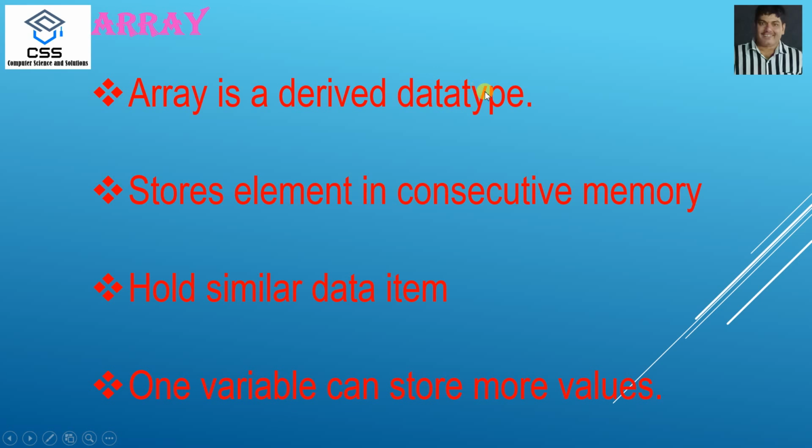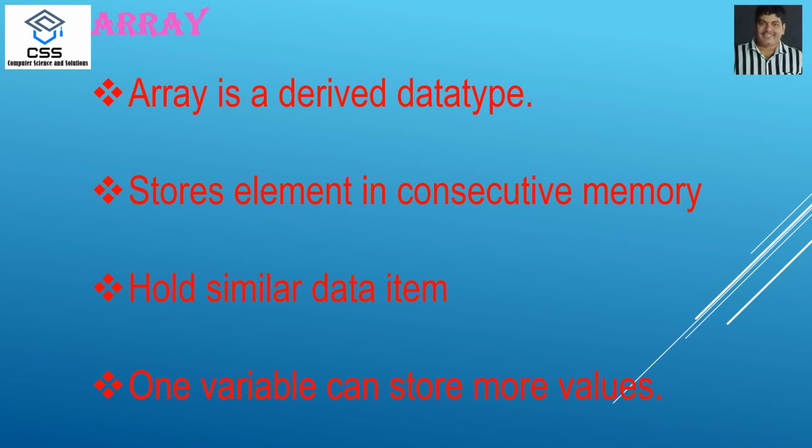Now array is a derived data type because without a primary data type, array cannot be formed: integer, character, float, by which the array can be created. As it depends upon the primary data type, array is a derived data type. Array stores the elements in consecutive memory. Individual elements never take consecutive memory, but array elements will take contiguous memory, and it has the ability to store similar data items.